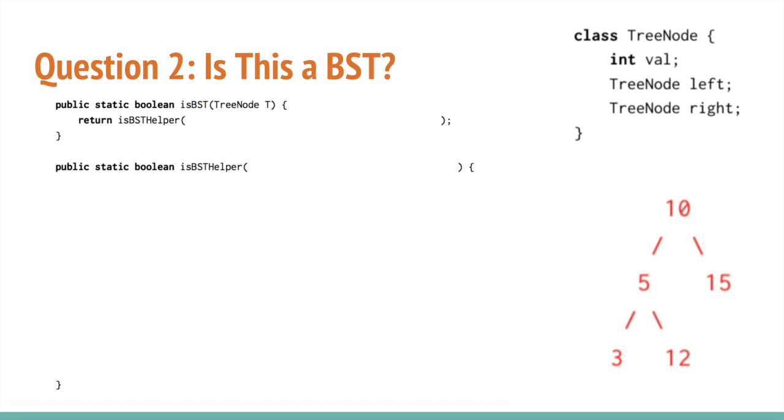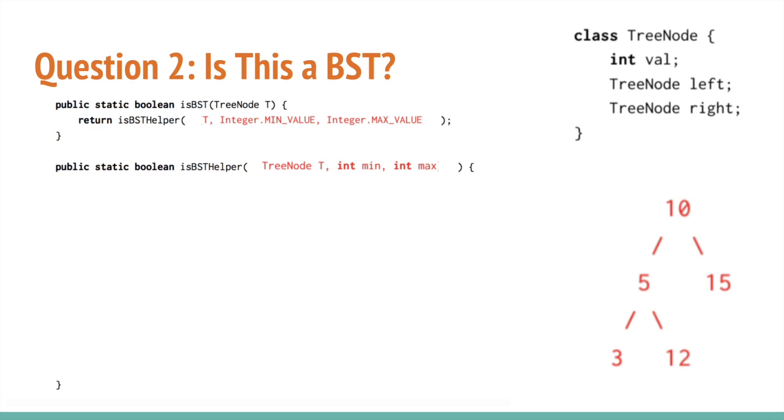So we can fix this by passing in a predefined minimum and maximum when recursing on subtrees. Since our root node can have any value, we can define its minimum and maximum value as negative infinity and positive infinity in our initial call to the recursive helper function.